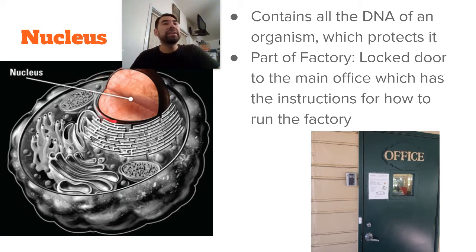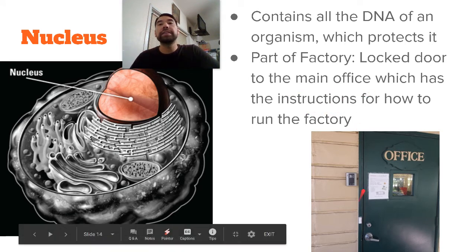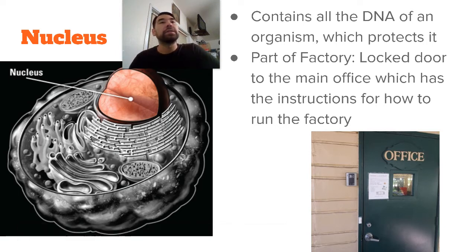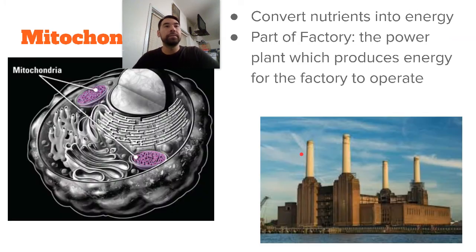Well, this is where all the information's held. This is where all the instructions are. So we would say this would be like the locked door, because it's protected, of the main office, which has the instructions to run the factory. So if you see some padlock, some locked door, and here's the main office, that's like what the nucleus is. It contains all the instructions, all the information, and it's kept under lock and key.